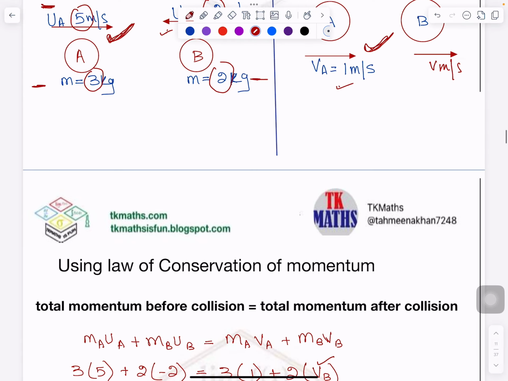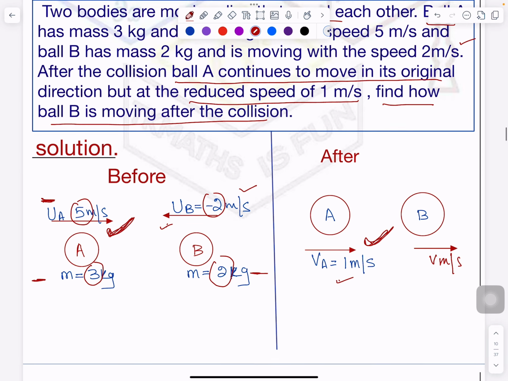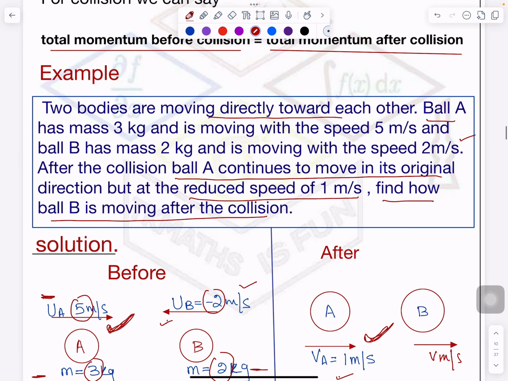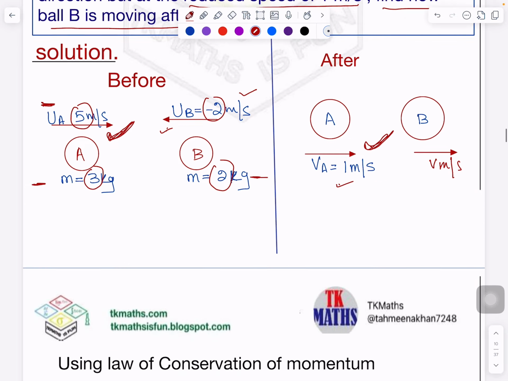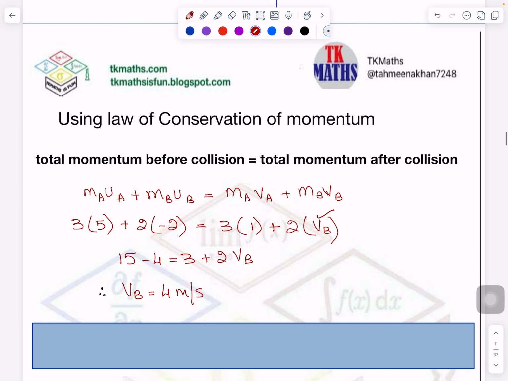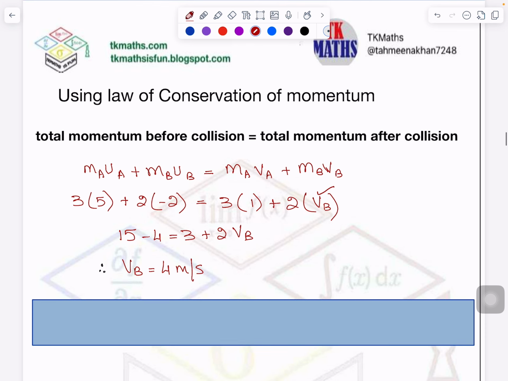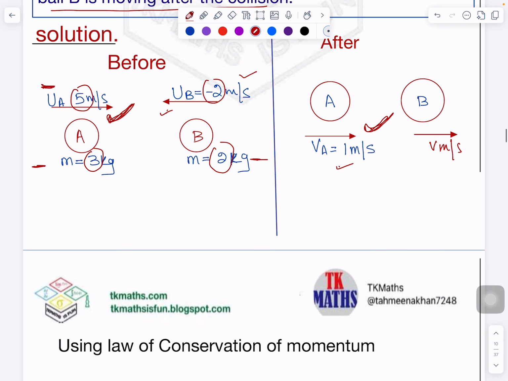Now the question said, if you have read it carefully, find how ball B is moving. It's not only about its magnitude, but how it is moving, meaning in which direction. So when your velocity is 4, plus 4, what does this show? That it is moving to the right side. Earlier, what was the direction of B? Earlier, the direction of B was here. I should not have drawn the arrow here because I don't know until I get the answer. If it is negative, it is going in that direction.